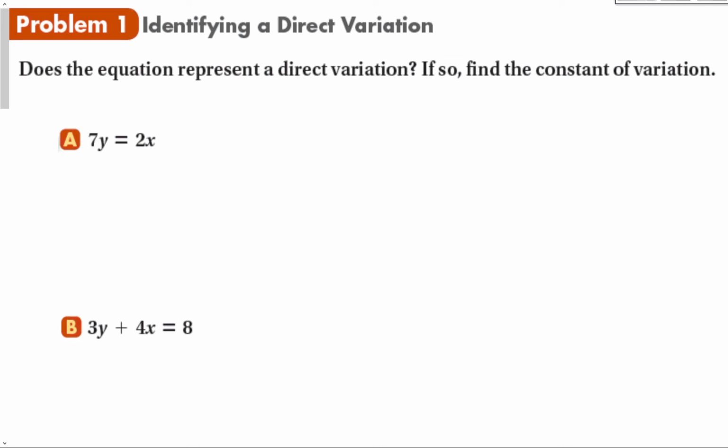So, does the equation represent direct variation? And if so, find the constant of variation. So what we want to do is we want to get y by itself. So in order to do that, we are going to divide both sides by 7. So y is equal to 2 over 7 times x. So yes, this is direct variation because we have y, we have x, we have a constant, and my constant k is equal to 2 over 7.